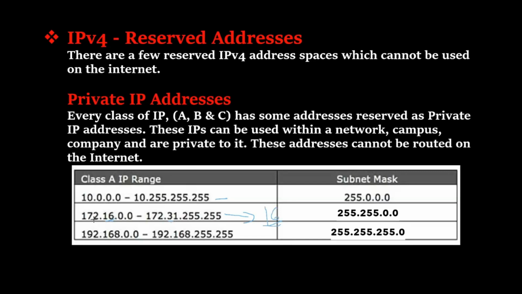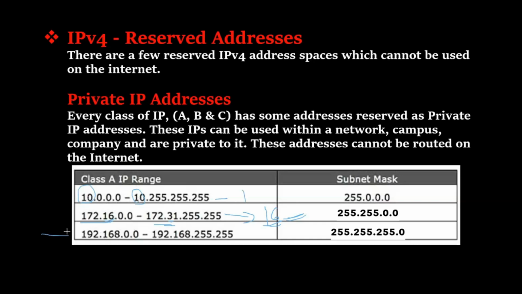So here, as we discussed, in class B the first and second fields are for network. So here 16 and here 31. That means the networks are different, so you need to calculate from 16 to 31. That means 16 networks are there that we can use. In class A, only the first field is for network. Here also 10. That means only a single network is there which you can use.